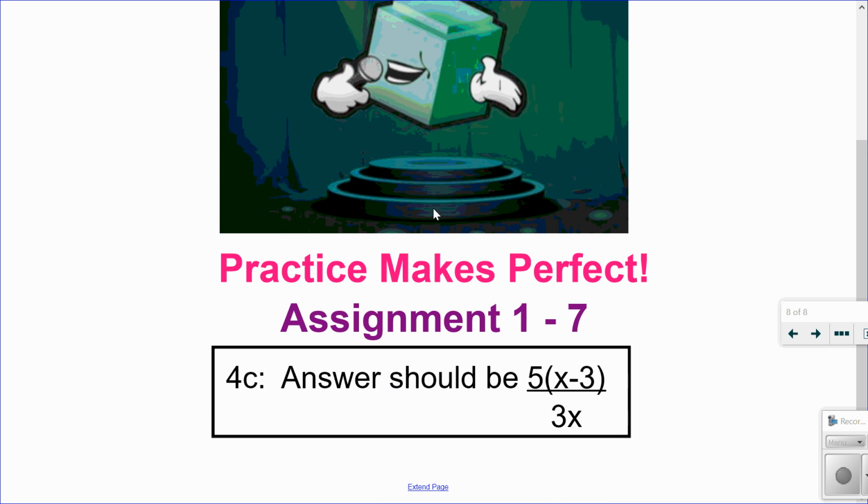Okay, you guys can go ahead and do your assignment 1 to 7. There's a little typo in the answer key for C. Take note of what the answer should be.